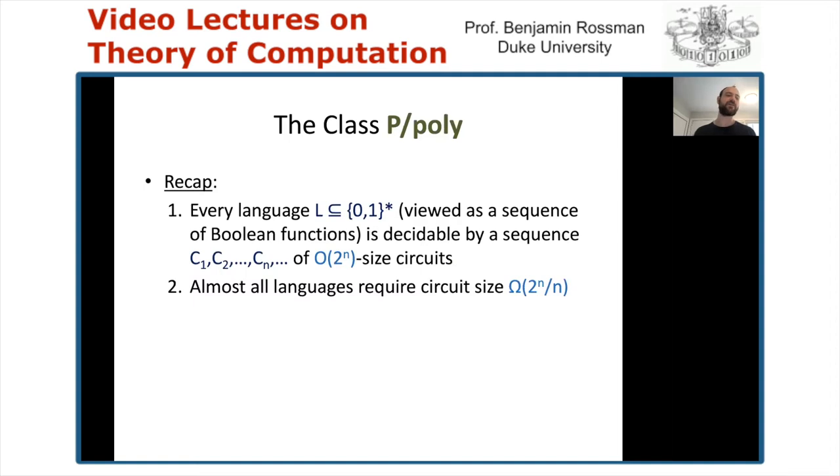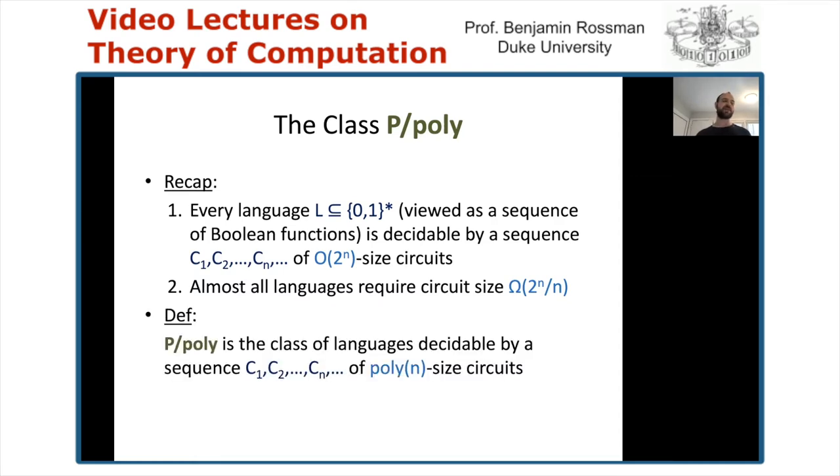Let's just recall what we've shown so far about Boolean functions, but in terms of languages. To recap what we showed earlier, every language L viewed as a sequence of Boolean functions is decidable by some sequence of exponential size circuits. And then we showed Shannon's theorem that almost all languages, on the other hand, in fact require exponential circuit size. So this leads us to the definition of the class P/poly. This is the class of languages that are decidable by polynomial size circuits, so much less than the worst possible exponential circuit size. In other words, languages with efficient circuits.